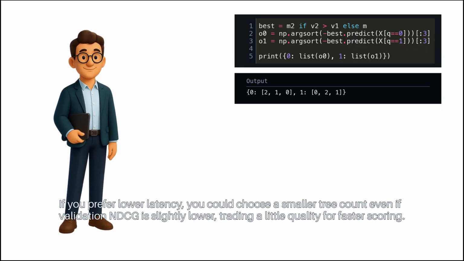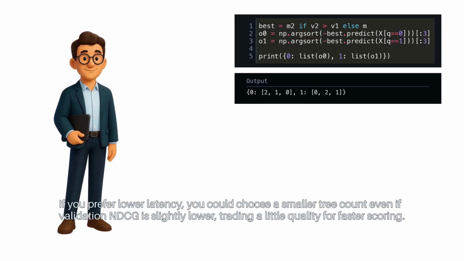If you prefer lower latency, you could choose a smaller tree count, even if validation NDCG is slightly lower, trading a little quality for faster scoring.